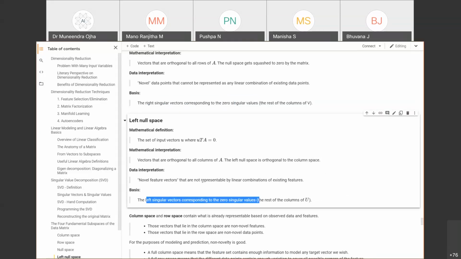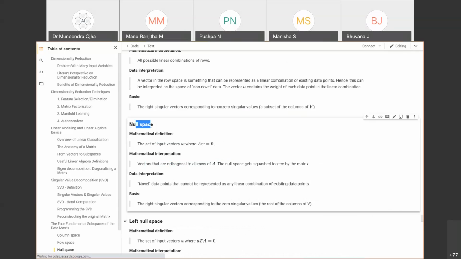will not be of any use to us, because that is not going to affect the linear combination of the columns or rows. So vectors that are orthogonal to all columns will not affect the property of a vector. Okay, because if something is orthogonal, the dot product becomes zero. So that is not at all going to affect it. So the left null space as well as the null space is not going to have any effect on the property of your whole data set.